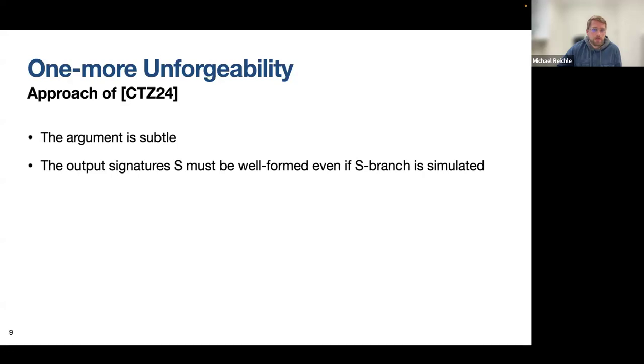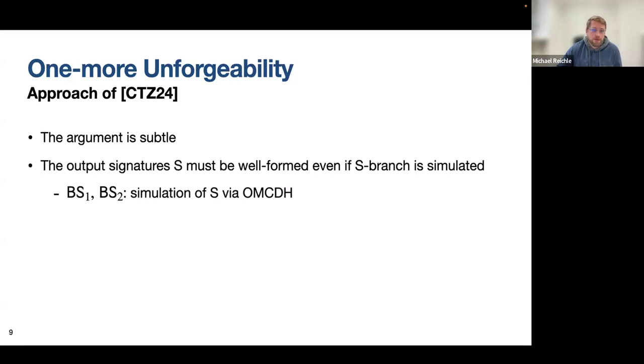They essentially managed to prove this, but what they need in the security proof is that the signatures that are output by the signer must be well formed, even if the other branch is used. So even if the signature branch is simulated, the signatures that are output must still be well formed.